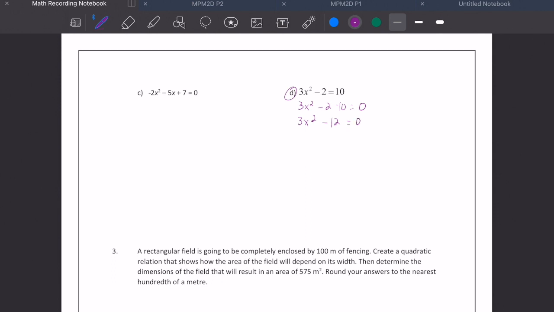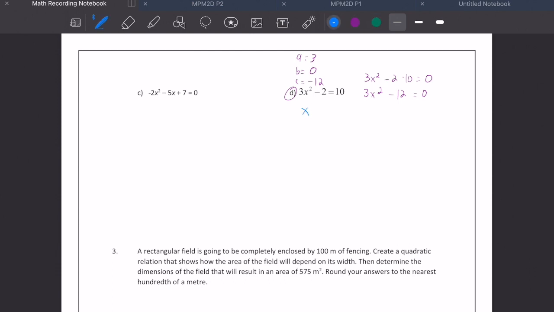What's different about this one? Well, the main part that's different about this one than the others is that we don't have a b. So when we're filling out what our a, b, and c are, we're going to put 0 where b is. We have 3 where a is, and negative 12 where c is. We can still do this.